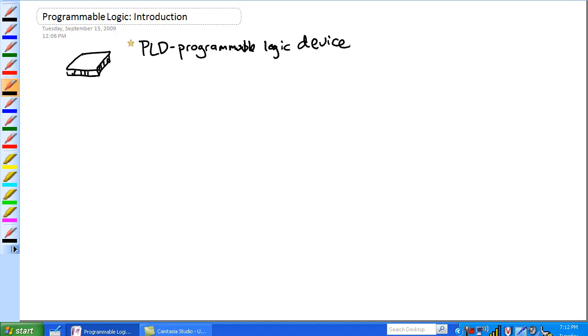Okay, so basically what are the advantages of these guys here? First one, basically, smaller size.